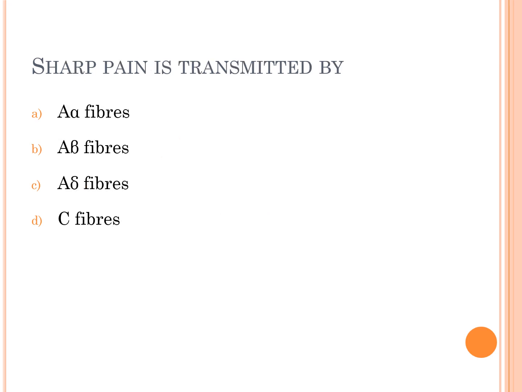Sharp pain is transmitted by, so pain is transmitted by A delta and C fibers. So A delta is the answer here. Sharp pain, which is the first pain, is carried by A delta fibers. A delta fibers carry sharp pain, whereas type C fibers carry slow pain.